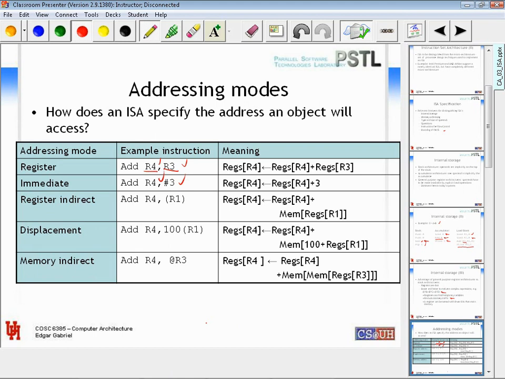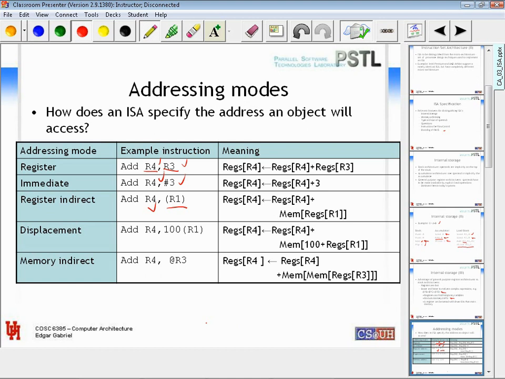Register indirect addressing is typically represented by the parentheses around a register argument. What this basically means is that the content of the register R1 represents a memory address, and you should use the data within that memory address to add to the contents of the register R4.